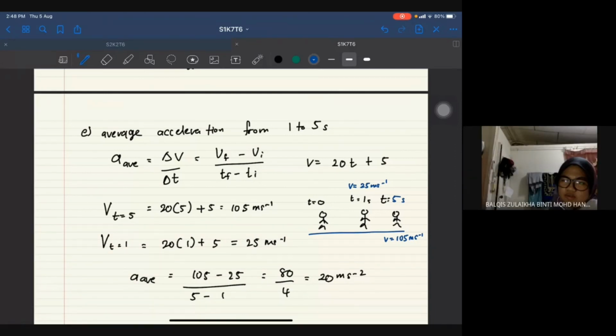Okay, and then how about the difference? Is it accelerates? Adakah objek tu accelerates ataupun decelerates? Objek daripada 1 ke 5? Accelerate. Yes, sebab the increase in the velocity.